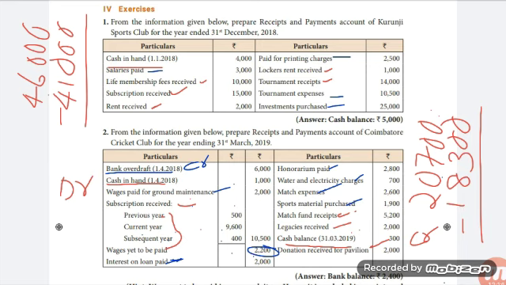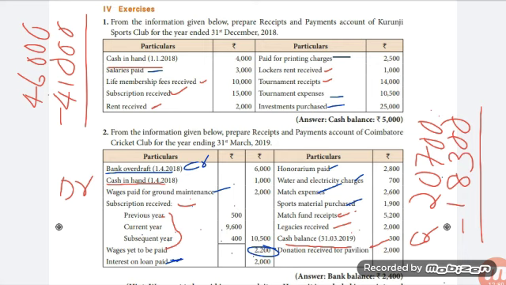Okay, wages yet to be paid. It's an outstanding amount. We are responsible to give this amount later in future. Okay, only the actual payments are recorded. Actual receipts and actual payments are recorded in receipts and payments account. Okay, wages yet to be paid, you need not take. What is that? Accrued income and outstanding expenses you need not take in receipts and payments account. So no need to take wages yet to be paid in our receipts and payments account.